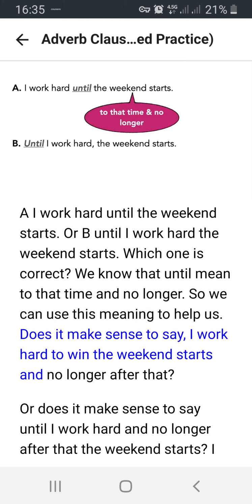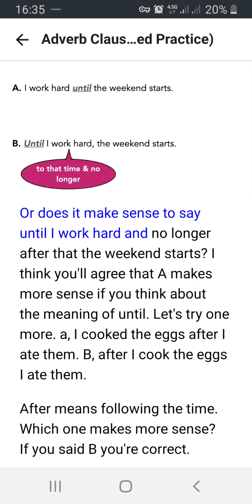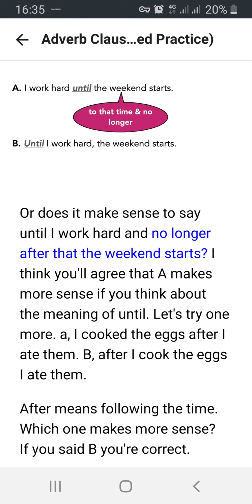Does it make sense to say, I work hard to when the weekend starts and no longer after that? Or does it make sense to say, until I work hard and no longer after that, the weekend starts? I think you'll agree that A makes more sense if you think about the meaning of until.